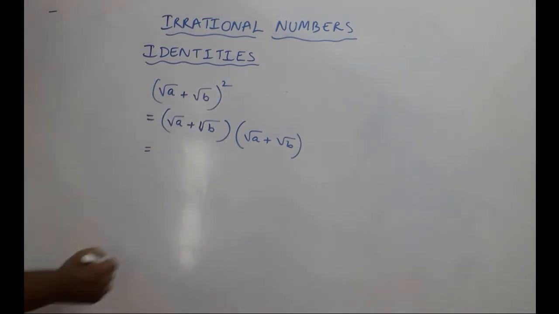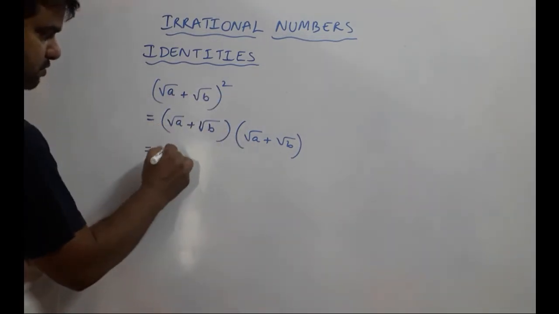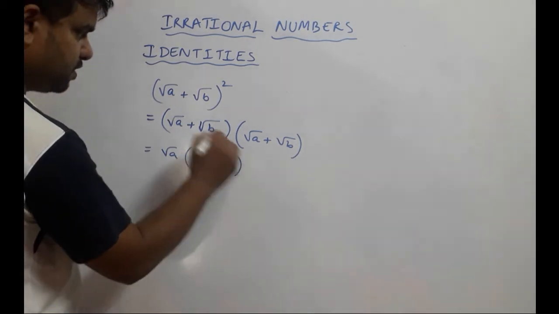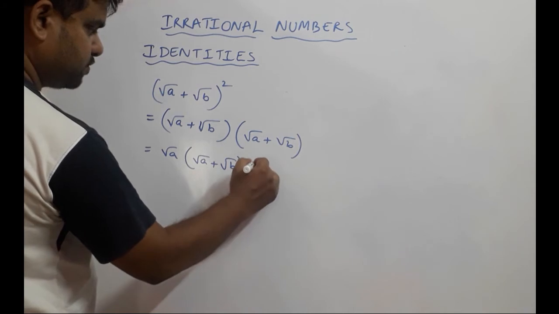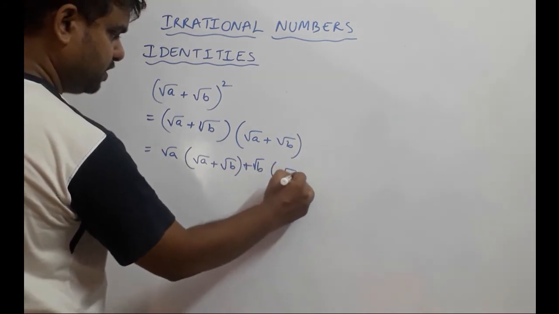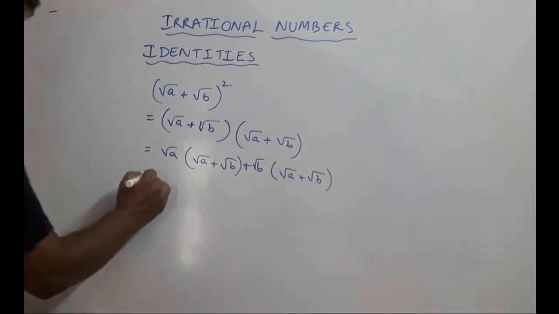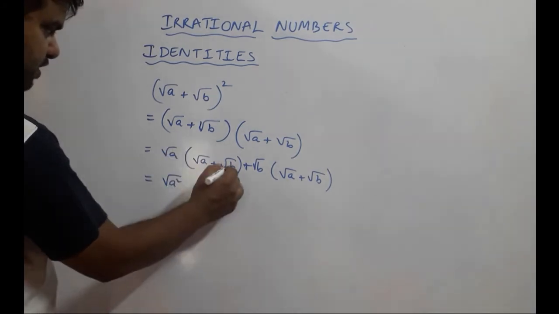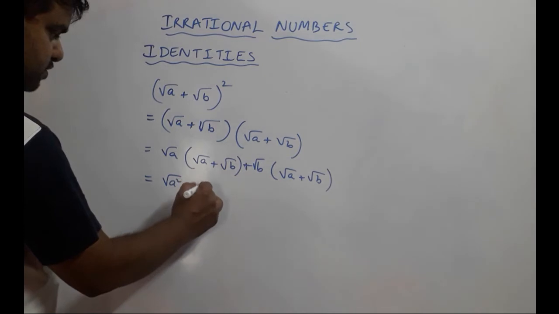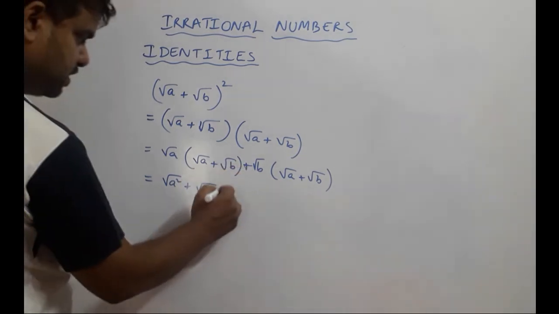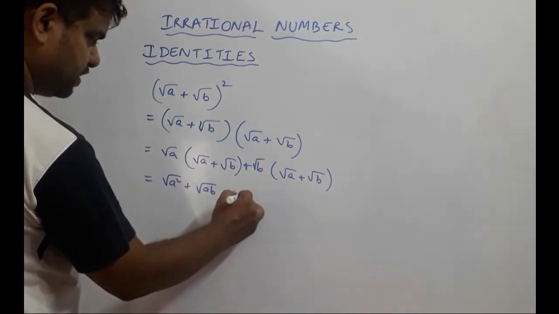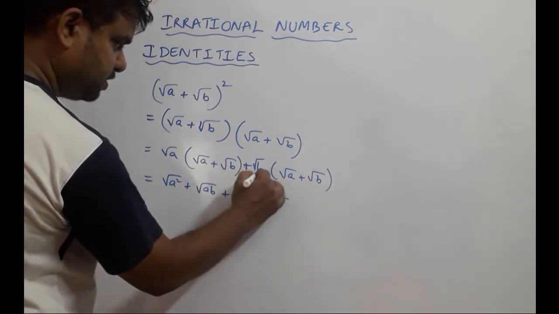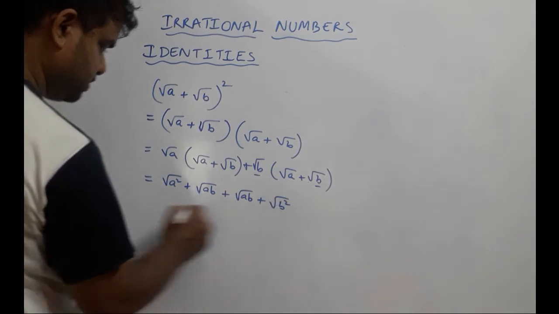Now in this case, same thing, we multiply each term with the bracket, square root of a plus square root of b plus square root of b into square root of a plus square root of b. Let us see what we get. Square root of a into square root of a will get square root of a square. Square root of a into square root of b will get square root of ab, plus square root of b into square root of a will get square root of ab, plus square root of b into square root of b will get square root of b square.